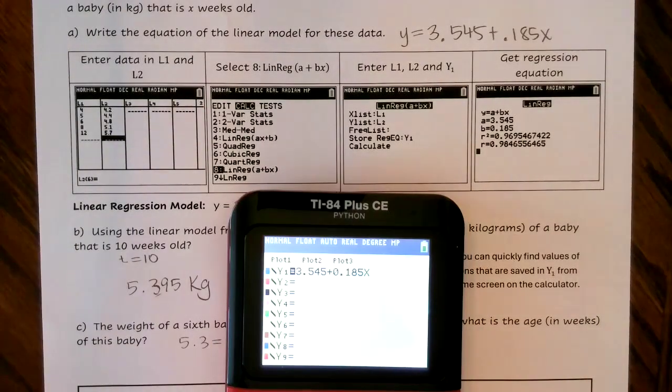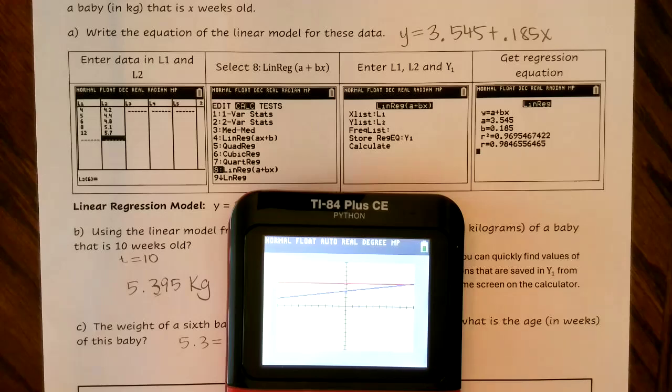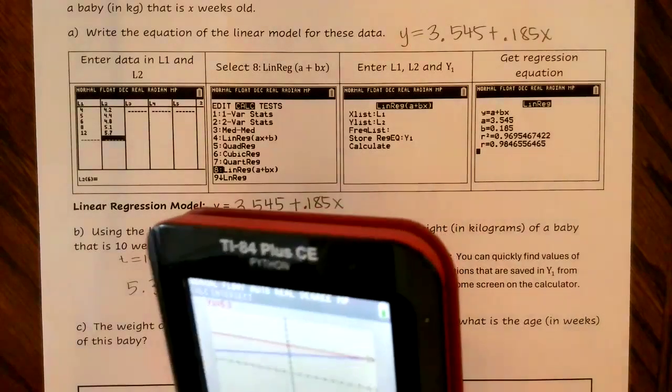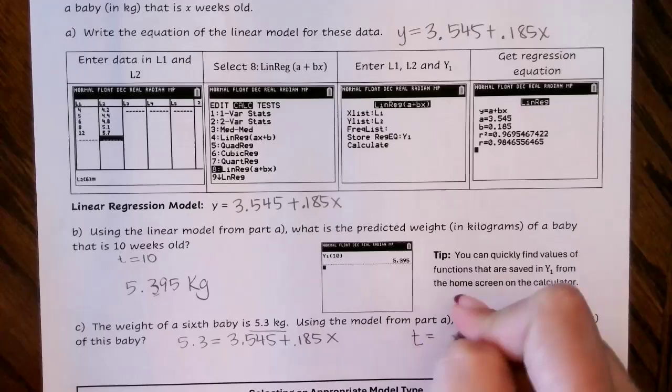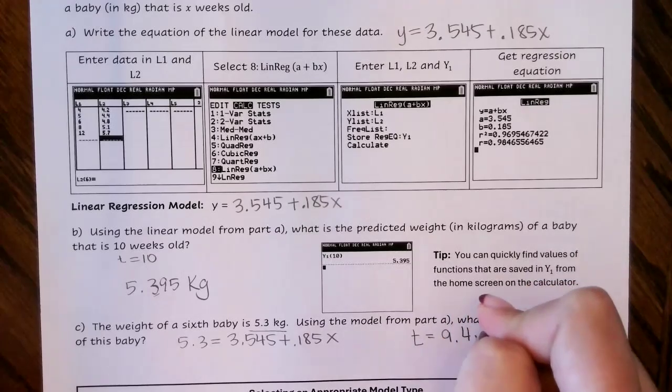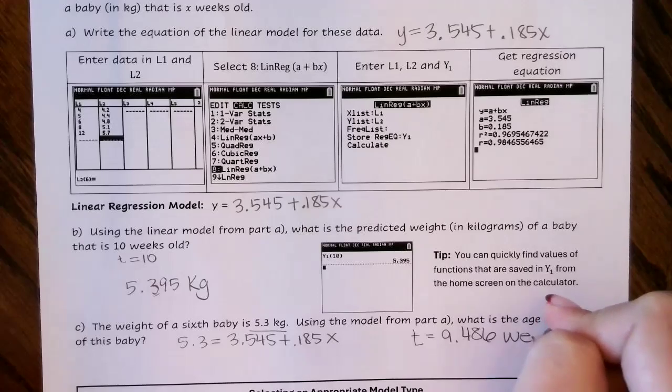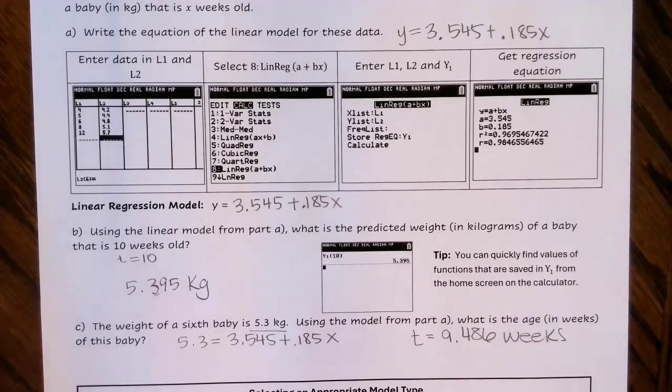Since we have this equation in my Y1, I can also put 5.3 in my Y2, and I can find the intersection of those two because that would tell me that part. So I hit second trace, intersect, enter, enter, enter, and there it is at 9.486. So T would be equal to 9.486 weeks, since we're looking for the T value. So we can use the calculator quite a bit here, but you're modeling the information on a data, and then you're using it to predict information.